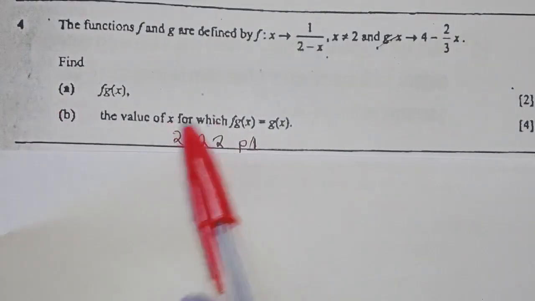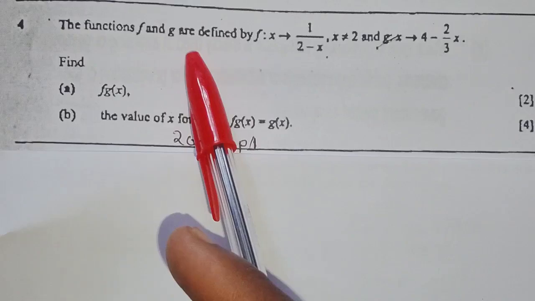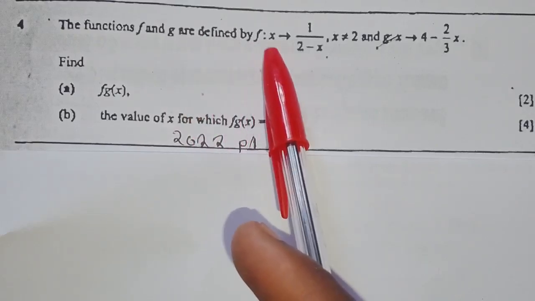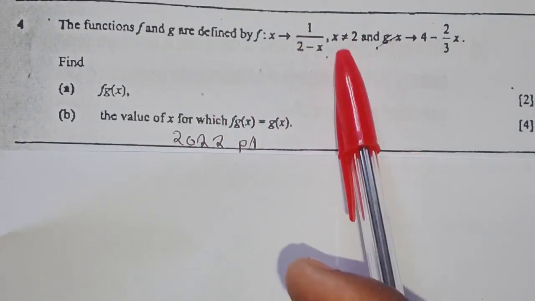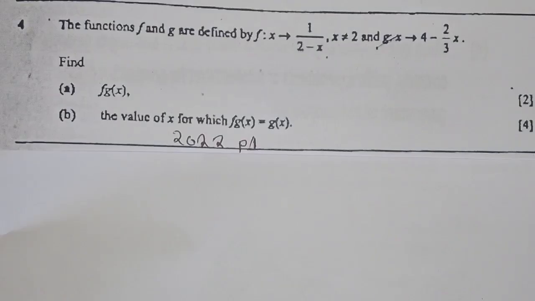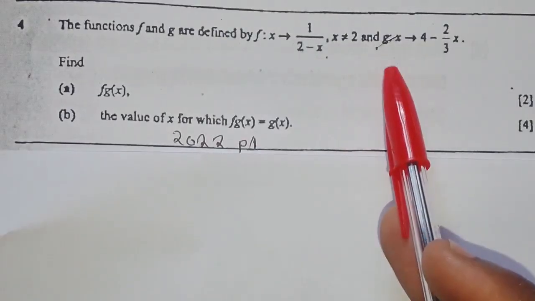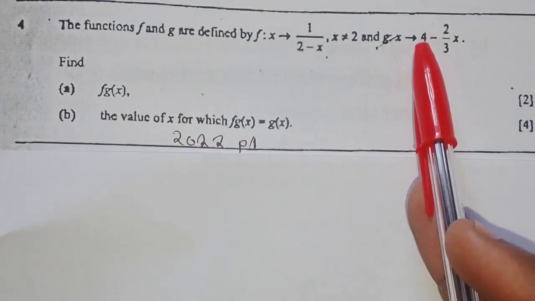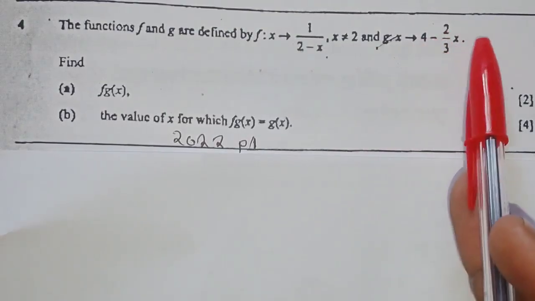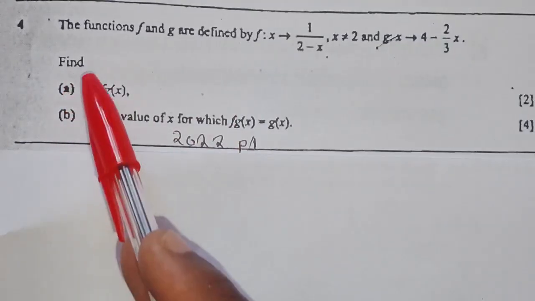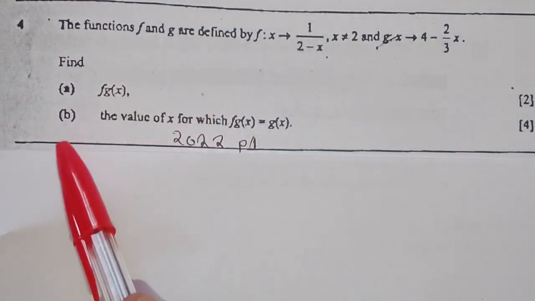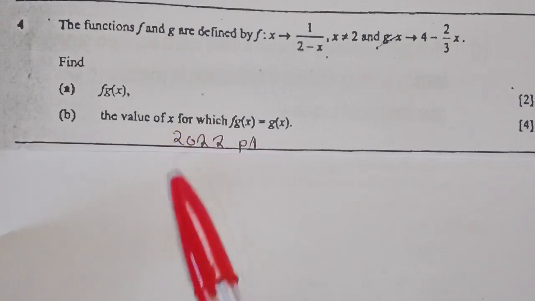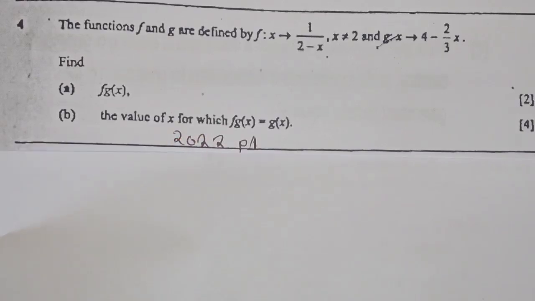So the question reads, the functions f and g are defined by f of x is equal to 1 over 2 minus x, where x is not equal to 2, and g of x is equal to 4 minus 2 over 3 x. Question 1 reads, find a, fg of x, and b, the value of x for which fg of x is equal to g of x.